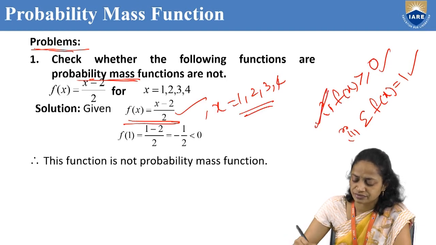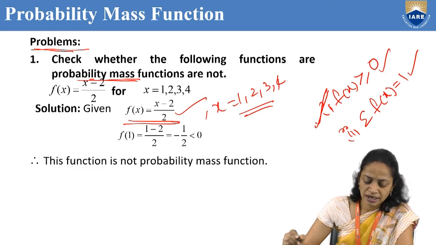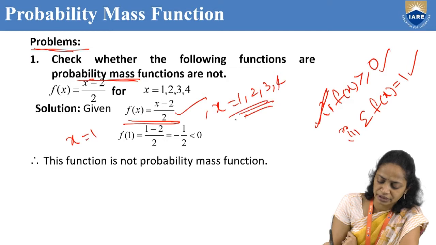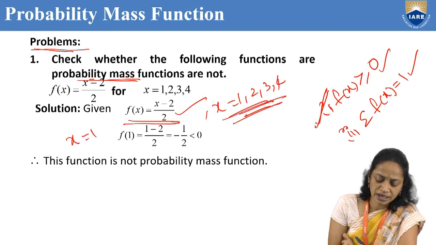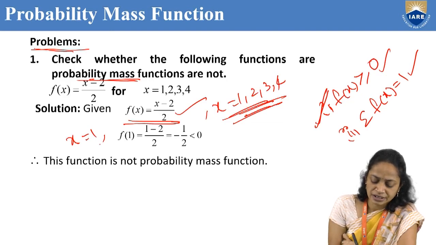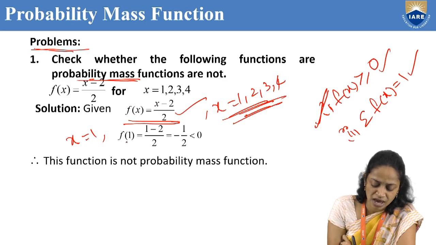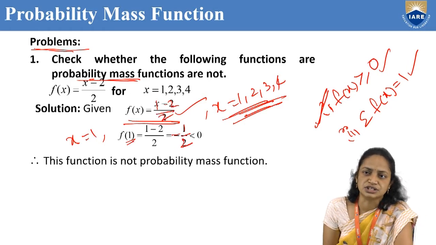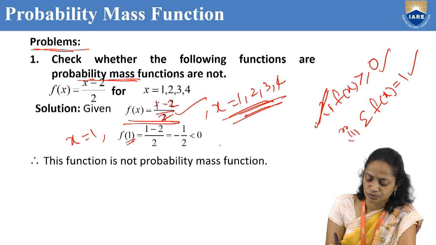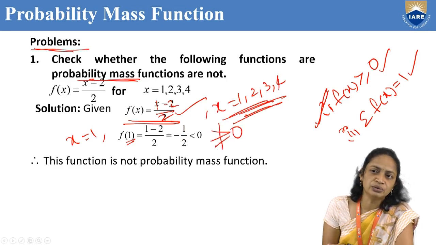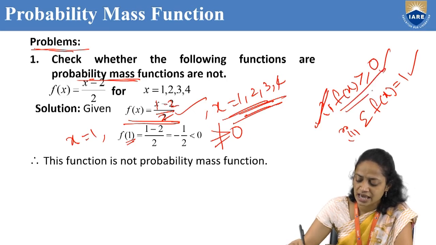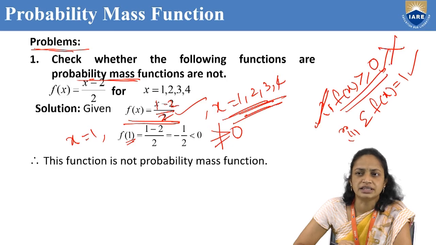Okay, first check, first one, that is f of x greater than or equal to 0. Here I am substituting x equal to 1, because here we have x equal to 1, 2, 3, 4. Our function is f of x equal to x minus 2 by 2. Here x equal to 1, that means in place of x we substitute 1. So that means 1 minus 2 by 2, that is minus 1 by 2. That is less than 0. That means it is not greater than or equal to 0, so it is not satisfying our first condition, f of x greater than or equal to 0.